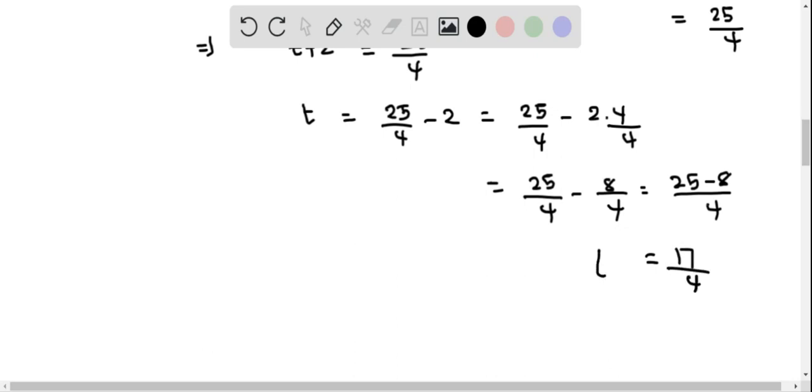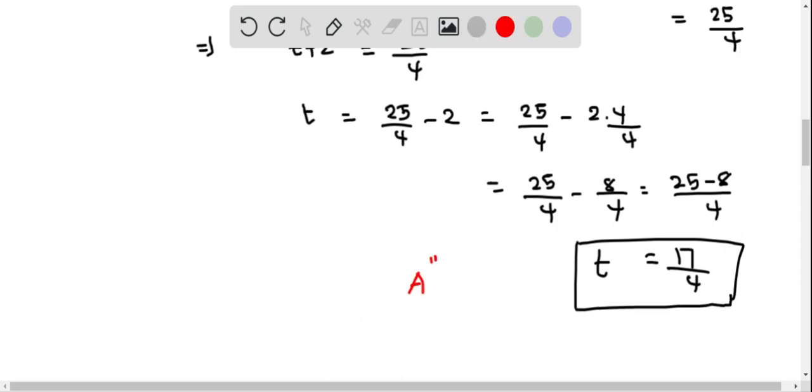So this is the value of t such that the average velocity equals instantaneous velocity. And so answer choice A is correct.